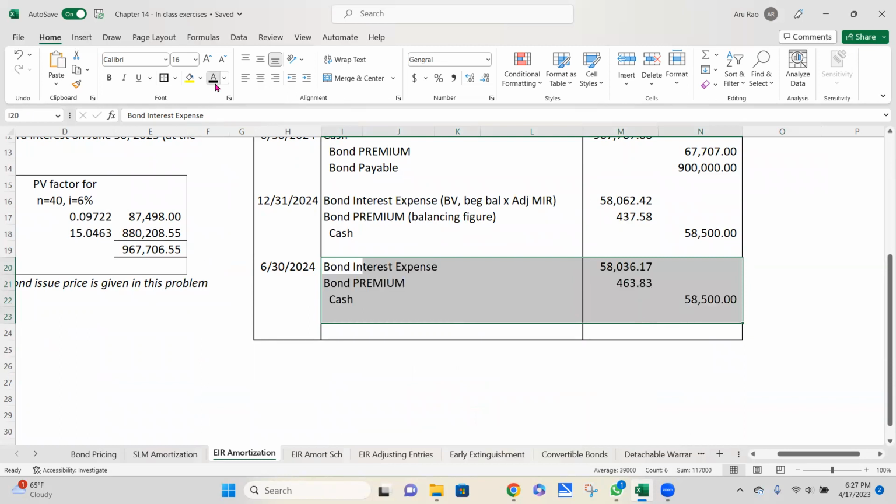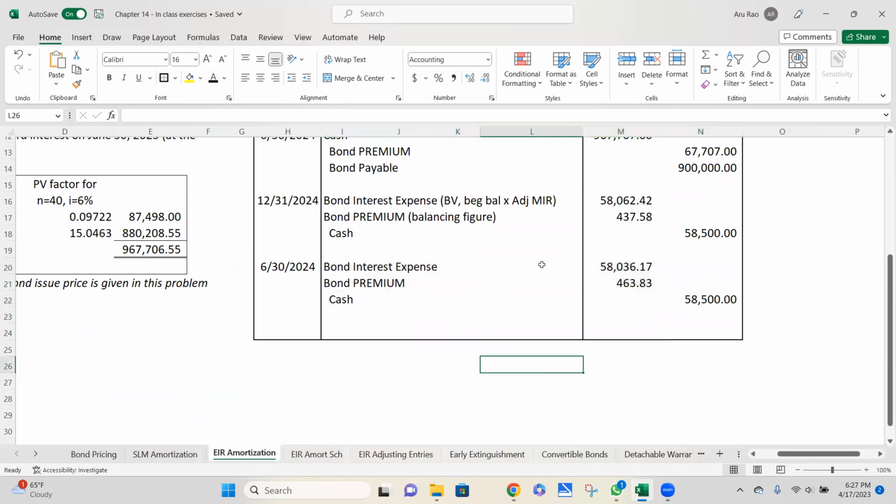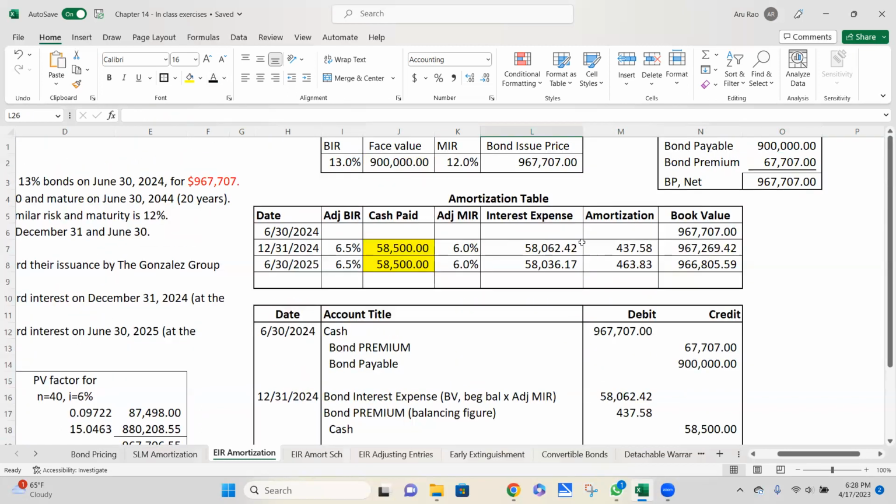You can go down this exercise and do it several years, and these calculations will work out. And at the very end, you'll be left with the premium down to zero. Once again, in the effective interest rate method, interest expense is calculated as previous book value multiplied by the market interest rate. That's all there is to this effective interest rate method.